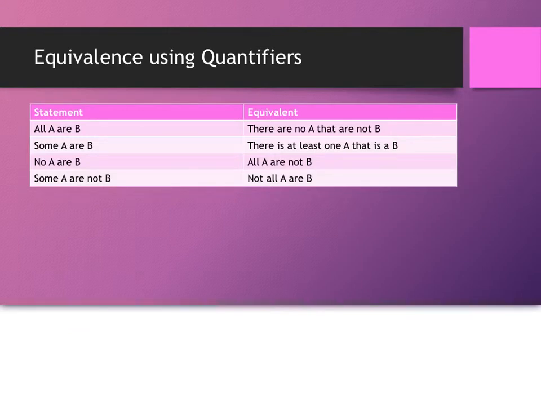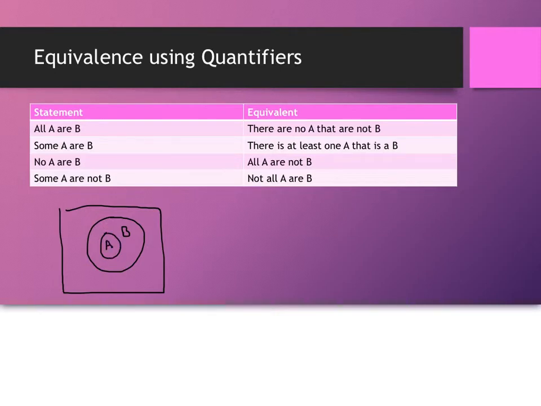Now, oftentimes it's useful to think of this in terms of set theory. So let me just draw a Venn diagram here. If I were to say everything in set A is in set B, we have that picture. So set A is here, the smaller subset. Basically, if we say all A are B, we're saying everything inside of set A is also inside of set B.